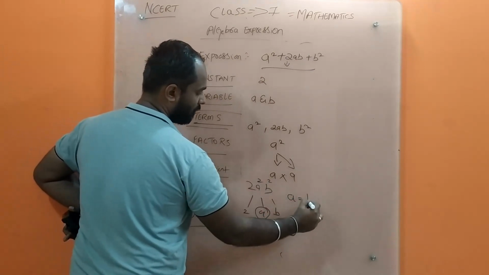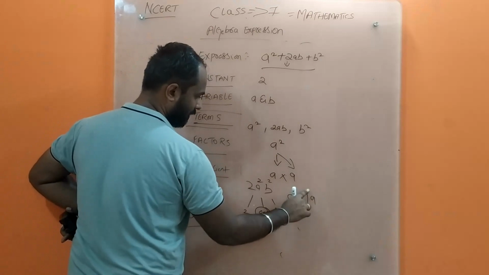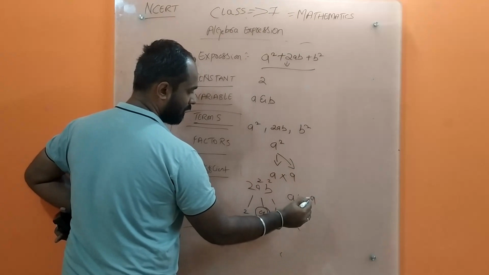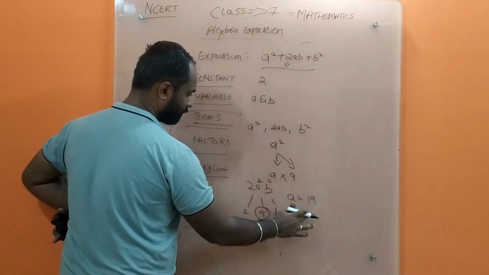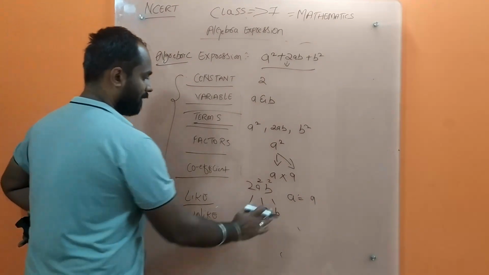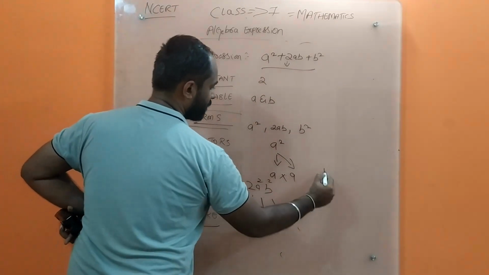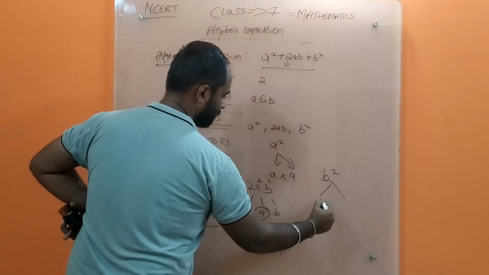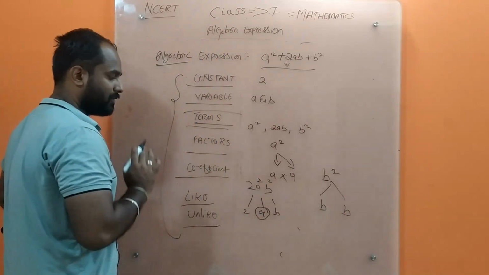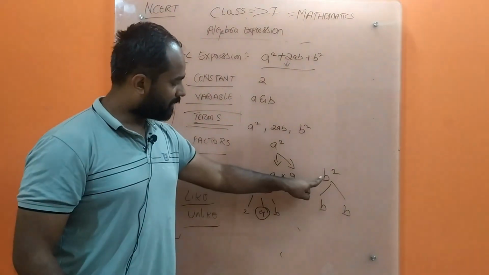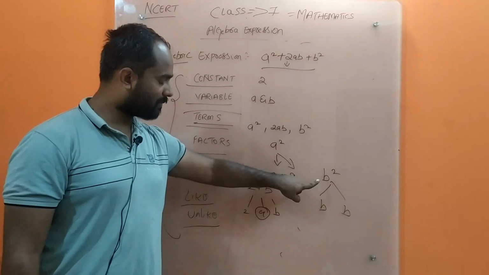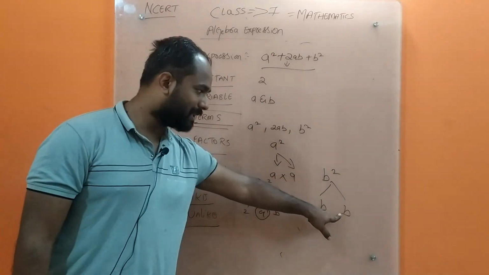Here there is no square, so there is only one number assigned to it. A is nothing but 1a, you can also tell. It is an invisible number, it is always assigned with one. Same way, next term, if you take b square, b and b put together is b square. That is your factors. The factors of the term b square are b and b.